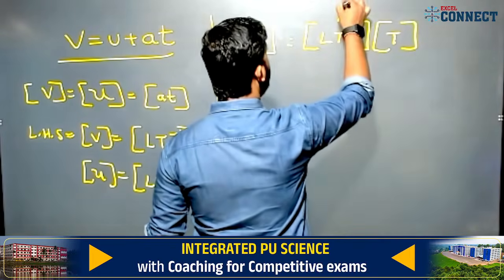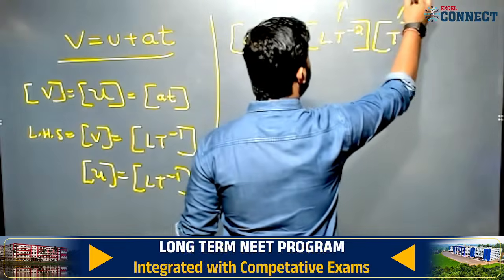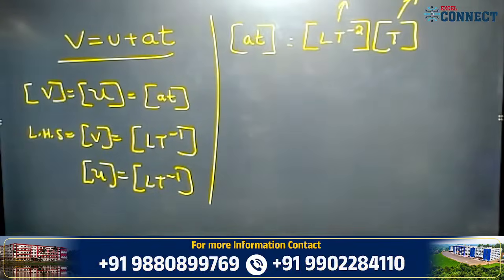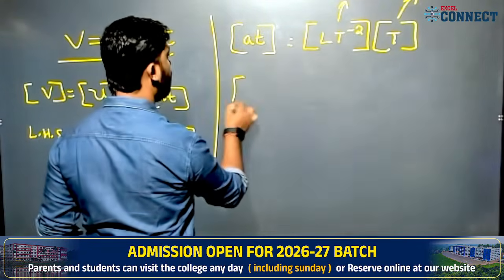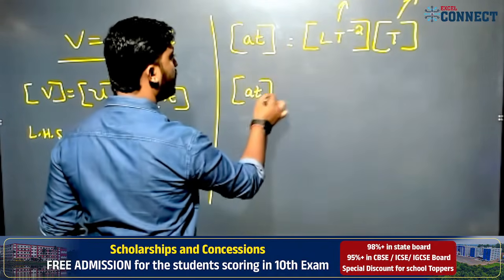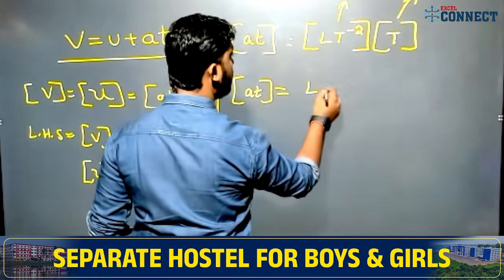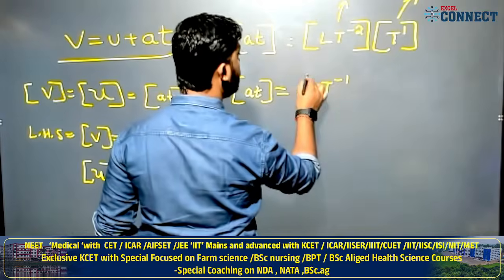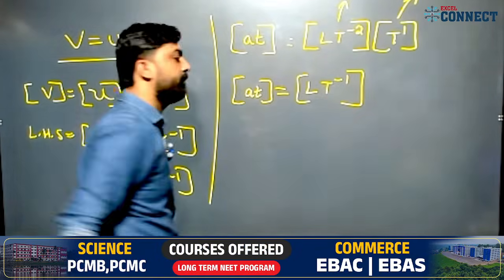Got it? This is the dimension of A. This is the dimension of time, right. Multiply both, what will you get? So dimension of AT is equal to L T minus 2 T power 1, which becomes L T power minus 1. So this is the dimension of AT.